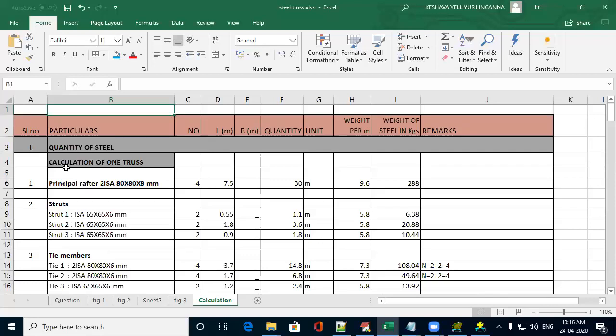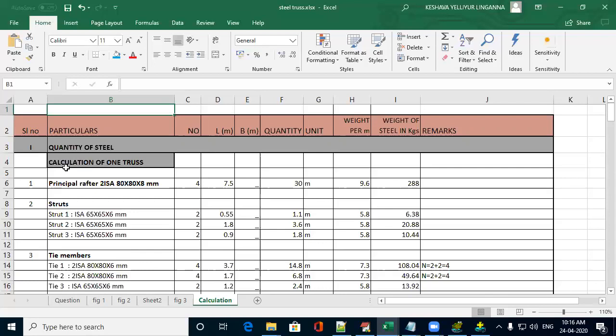One thing you remember is you have three things to calculate. One is the weight of the steel to construct the whole workshop, the second is the painting area, and the third one is galvanized iron sheet. These three quantities you have to work out. First, let us start with the quantity of the steel.